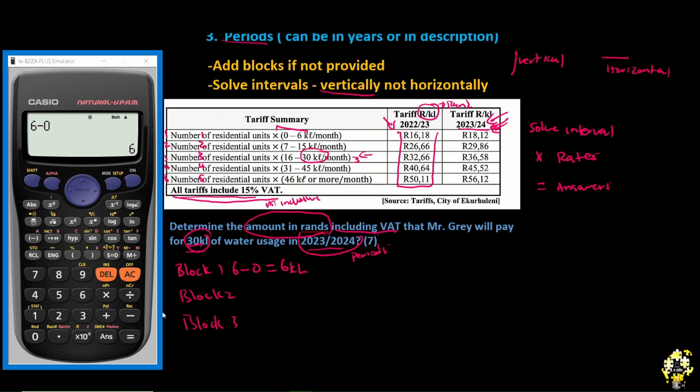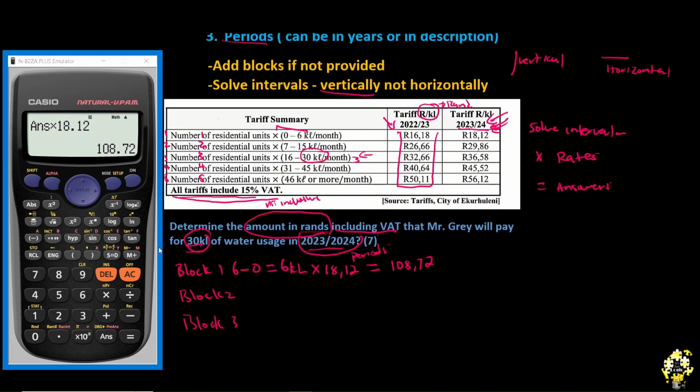Meaning that for block number 1, you are eligible to pay for 6 kiloliters. At how much? Remember, solve the interval. Yes, we have done that. We have solved the interval. What's the next step? We multiply by the rate. What's the rate? Is the rate 16.18? No. This is 2022 to 2023. Remember the importance of the period. The rate is 18.12. So 6 is already here. We can simply say multiply by 18.12. What do we get? We get 108.72. We are done with the first block.